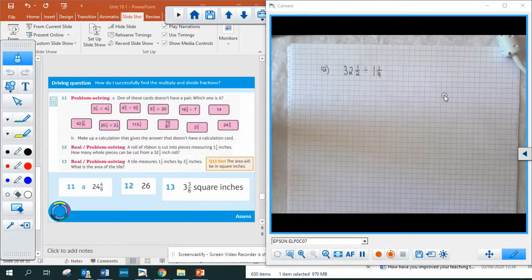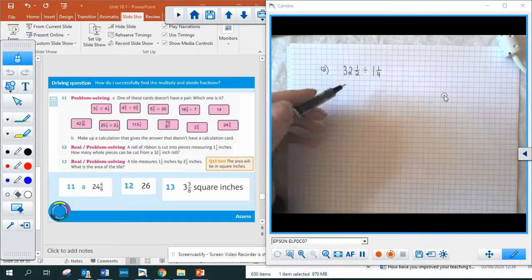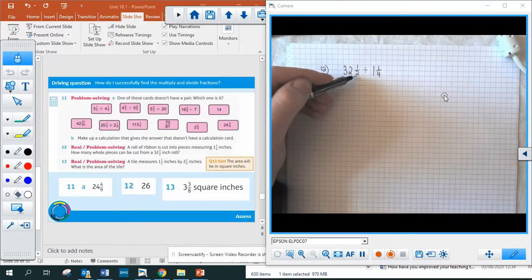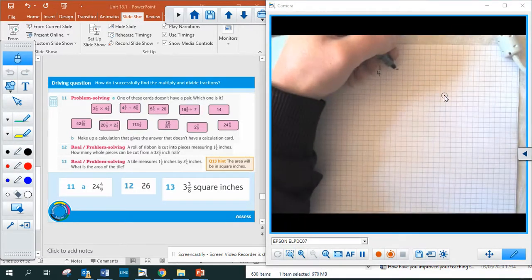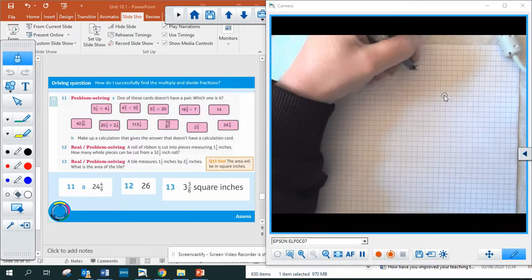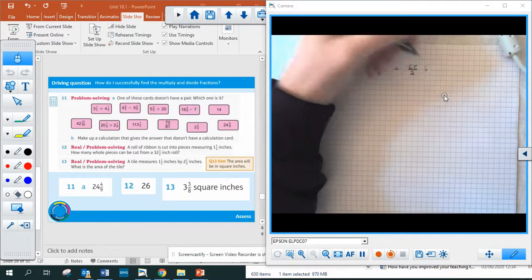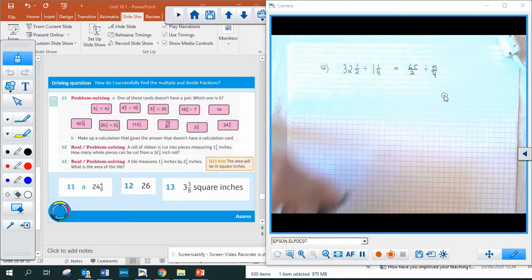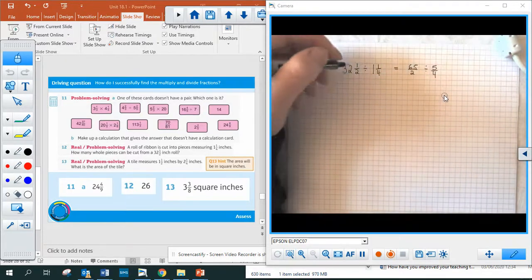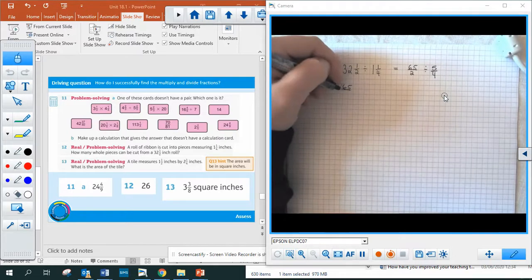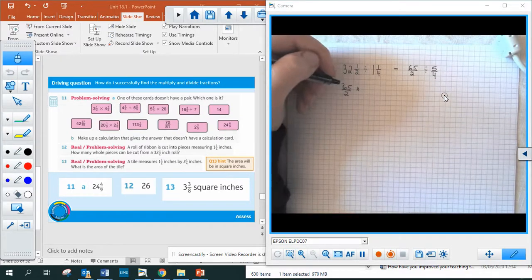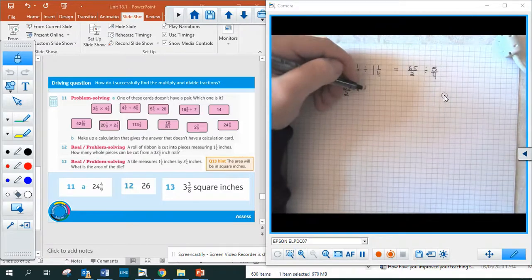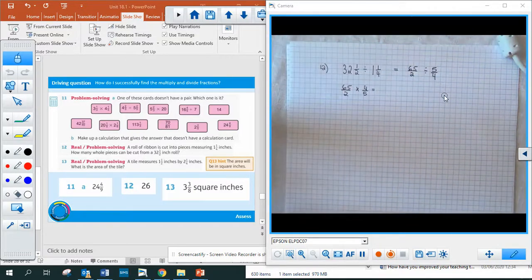First step, get rid of our mixed numbers and make them improper fractions. 32 multiplied by 2 is 64, add 1 is 65. So that's the same as 65/2 divided by 1 times 4 is 4, plus 1 is 5, 5/4. Then apply your rule when you're dividing, keep your first fraction, change your sign, and then flip to find the reciprocal of your last fraction. Okay, so we've got 65/2 multiplied by 4/5.